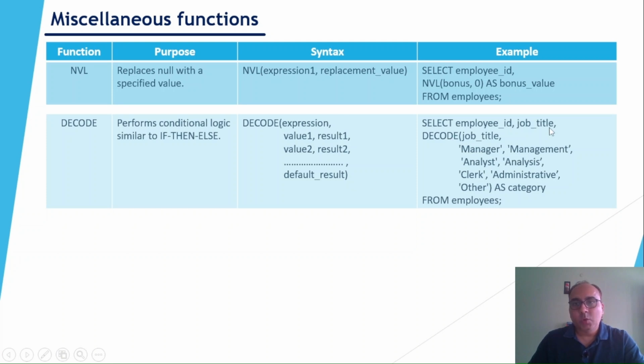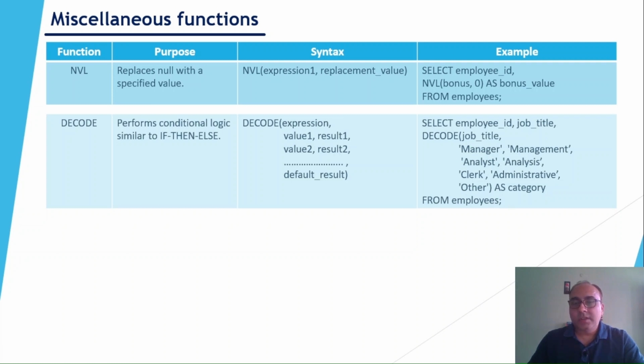Select employee ID, job title, decode job title. So here job title is basically a column. Now let's try to understand this. Manager, then management; analyst, then analysis; clerk, then administrative; otherwise others, as category, from table employees.